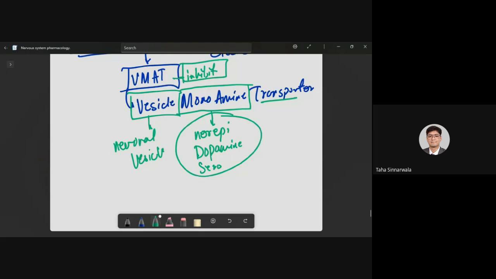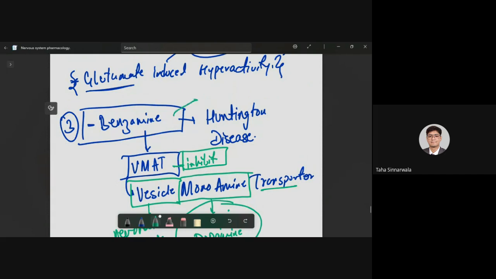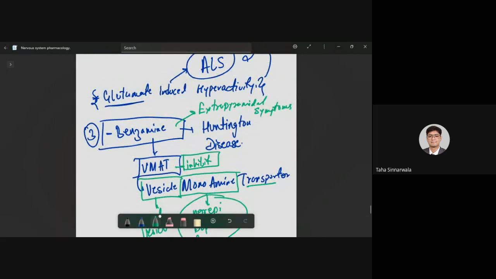Additionally, along with Huntington's, they can also be given for extrapyramidal symptoms. So these are the two conditions they can be given for. Any questions until now for these three different classes of disease medications that we talked about? No, sir. Okay, perfect.